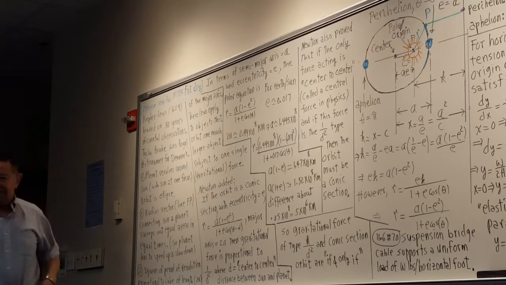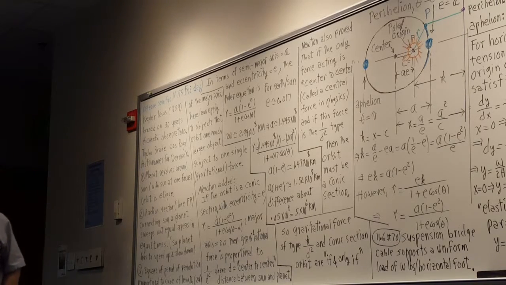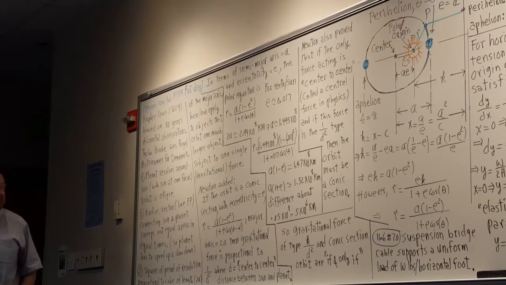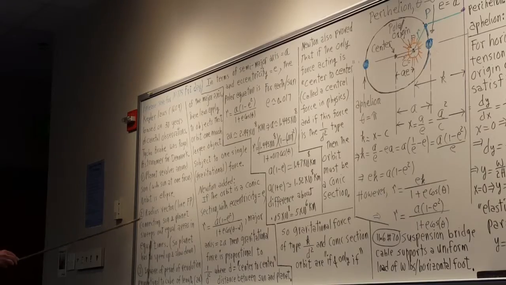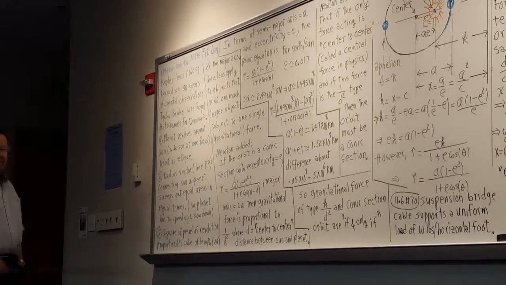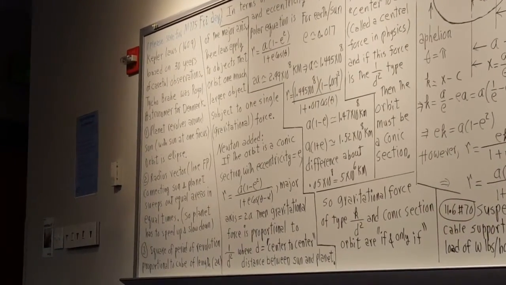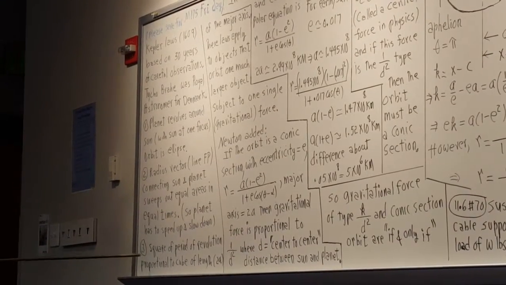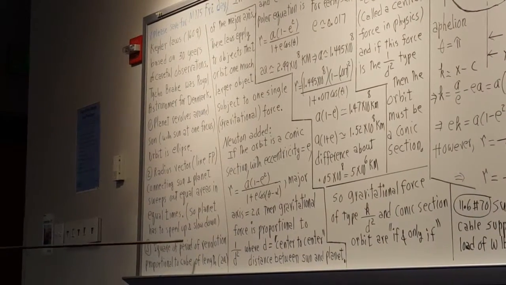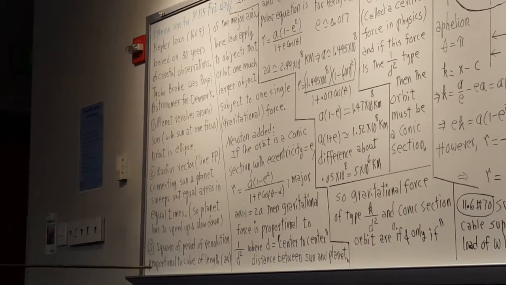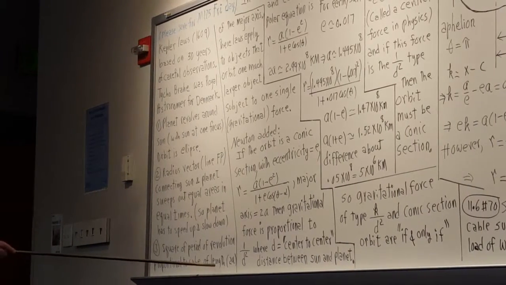So we actually speed up and slow down during the year, but we don't realize it. And so that's the second Kepler law. And then the third is the square of the period of revolution is proportional to the cube of the length of the major axis.